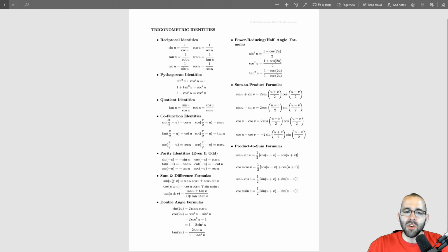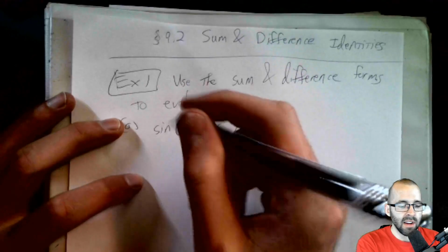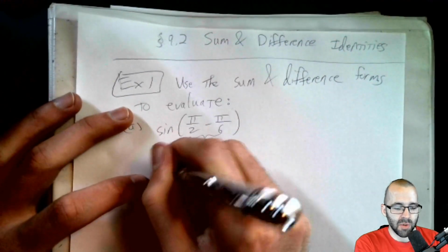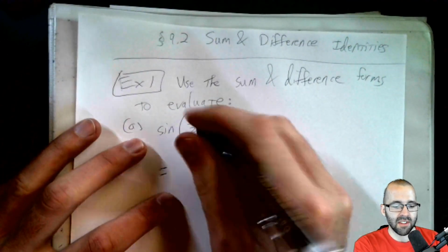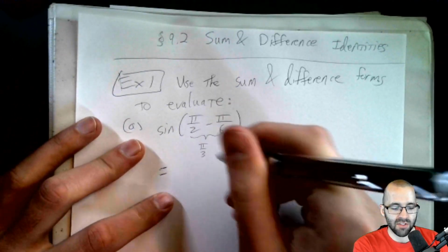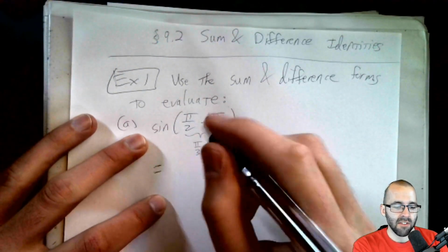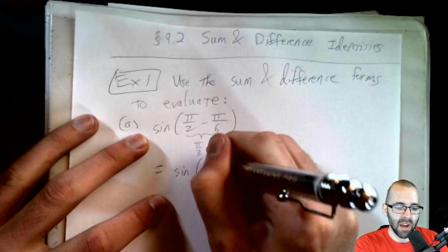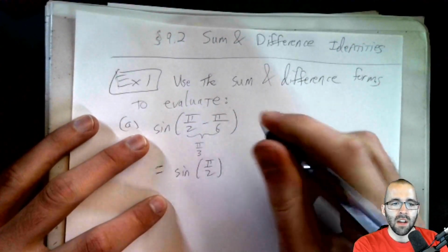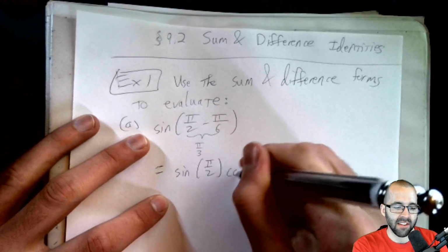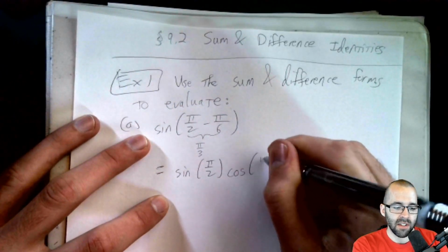So the sine of u plus another angle is the sine of the first, cosine of the second, plus the cosine of the first, sine of the second. One of the best ways to get used to this is just writing it down and using the identity. So it says sine of the first, so the first angle here is pi over 2, times the cosine of the second. The second angle is pi over 6.